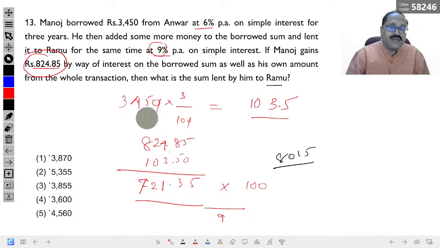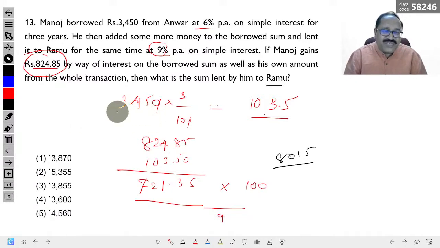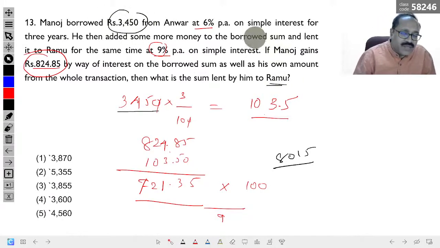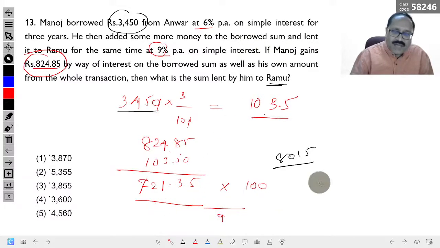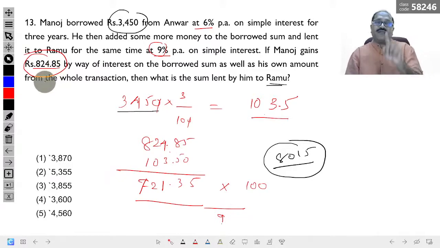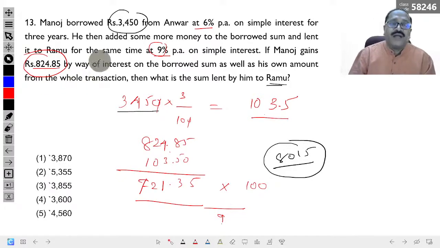The sum lent by him to Ramu is... What I noticed is I am getting this as the money he lent to Ramu, because he borrowed this money and lent it to Ramu, and this is the extra money, 100%. That's 9%. Okay, then there is a mistake. There is a mistake. And what is that mistake?